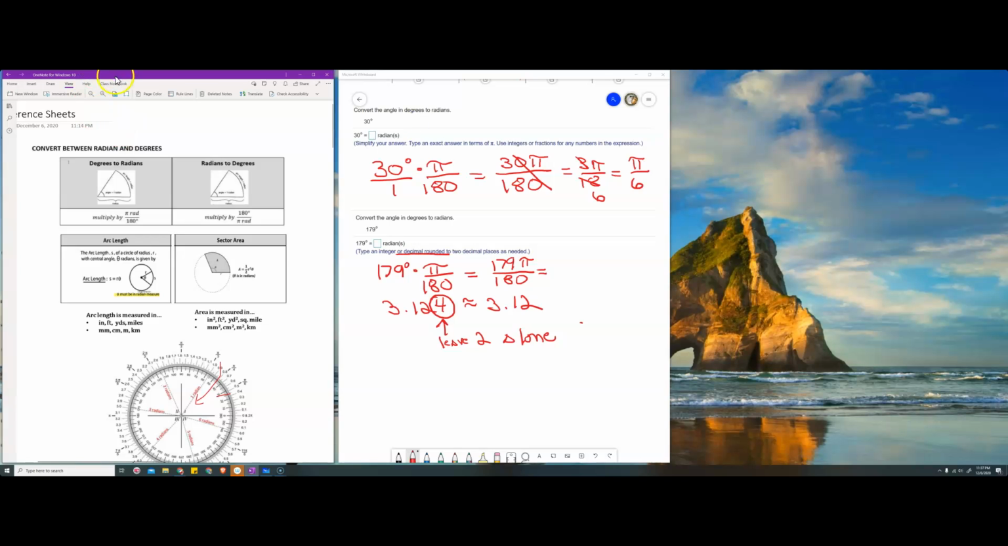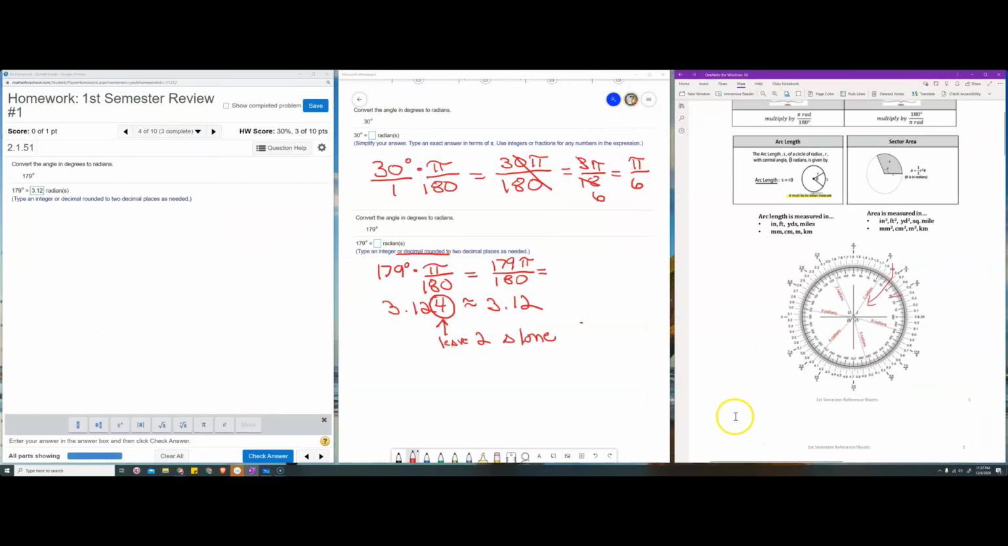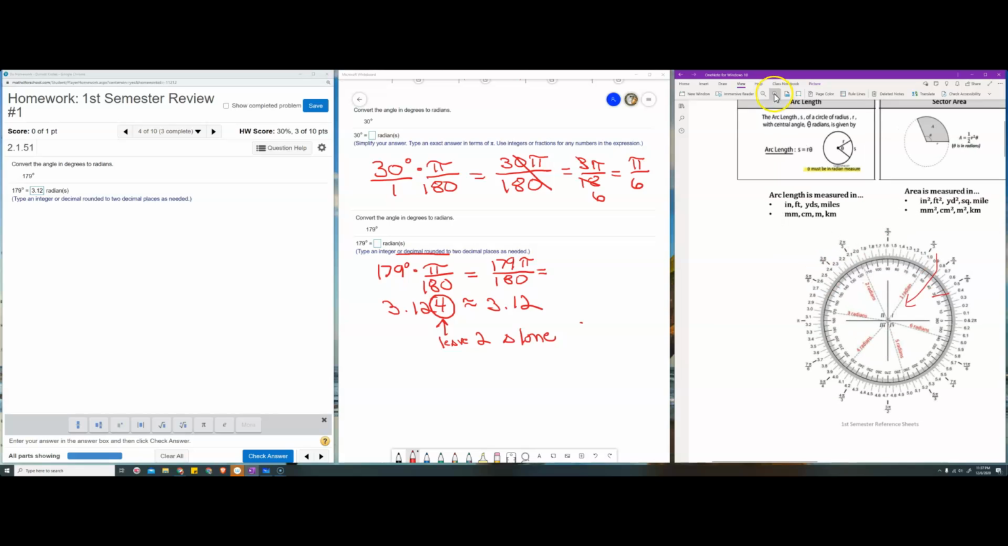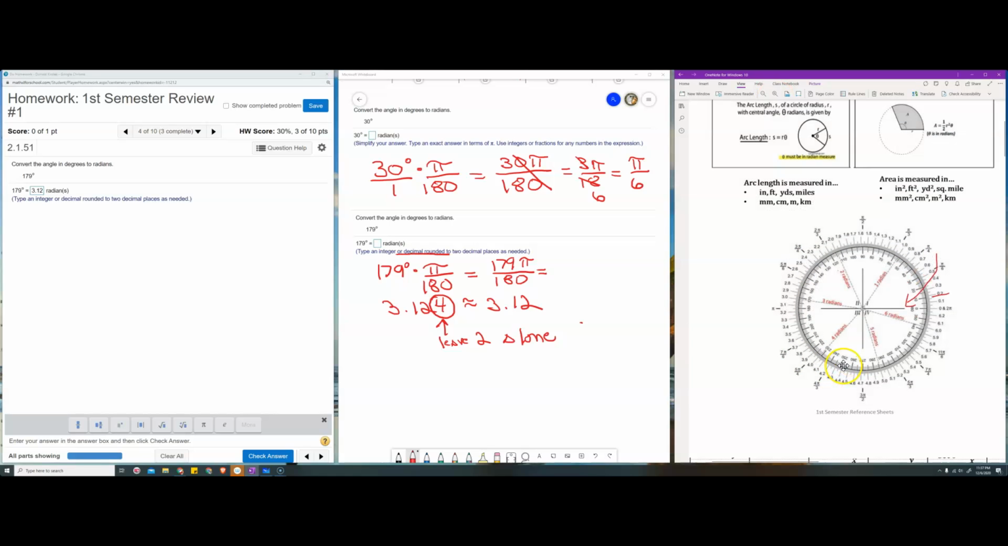And we can see over here is if I went to 179, okay, here's 170 degrees. Okay, so, and this is the radians. So you can see 179 is going to be a little bit over 3.1 radians. So my answer makes sense.